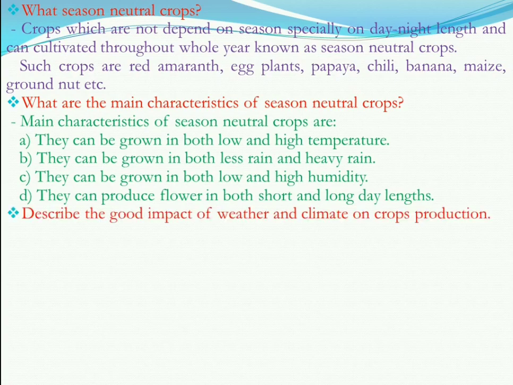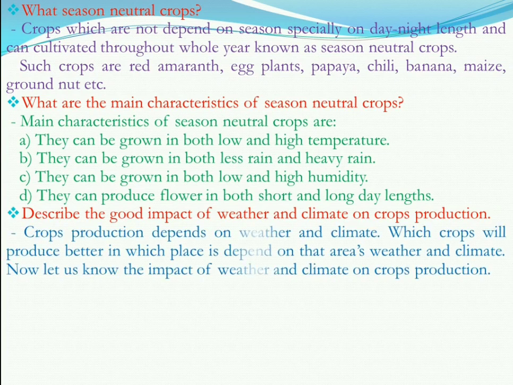Now, we already know that weather and climate have a great influence on crop production. So let us see the impact of weather and climate on crop production. Crop production depends on weather and climate. Which crops will produce better in which place depends on that area's weather and climate. Not all places are good for all crops. The place suitable for which crops depends on that place's weather and climate. So let us know which things of weather the crops depend on, and what the conditions are for good crop production.